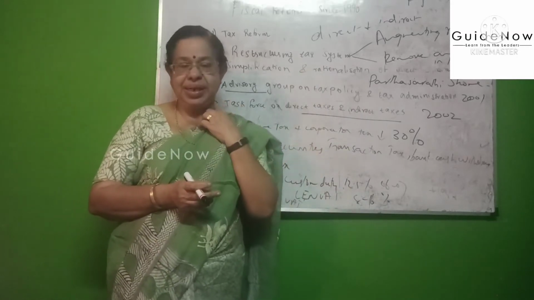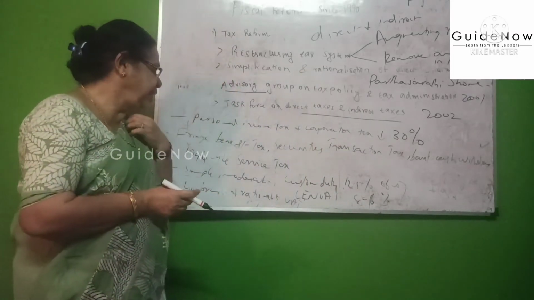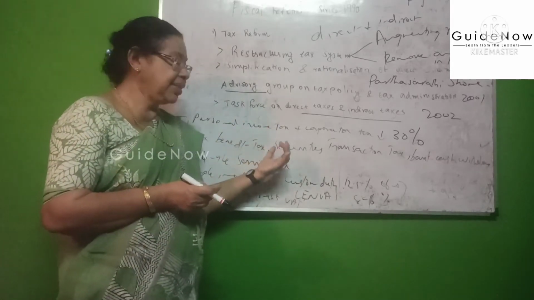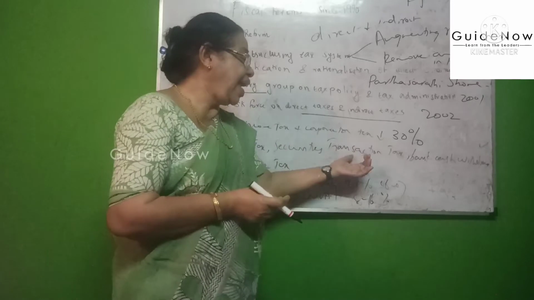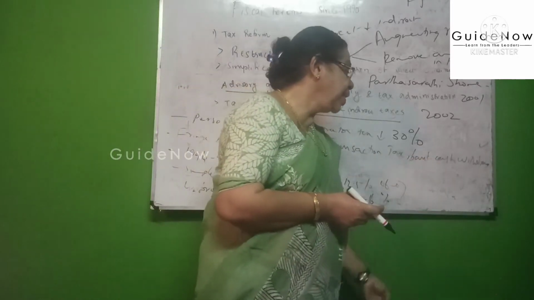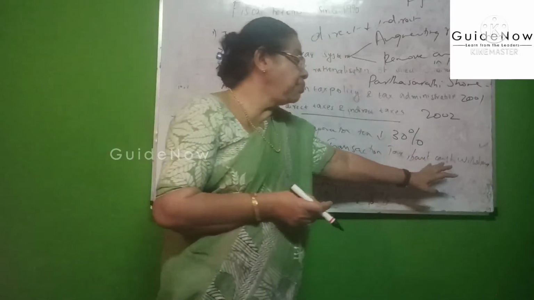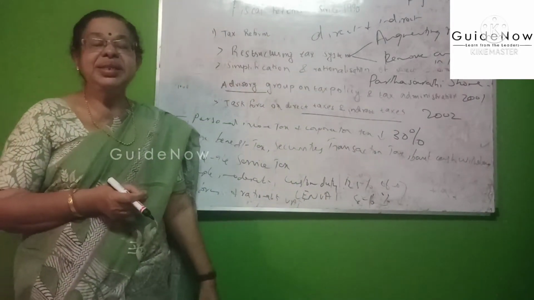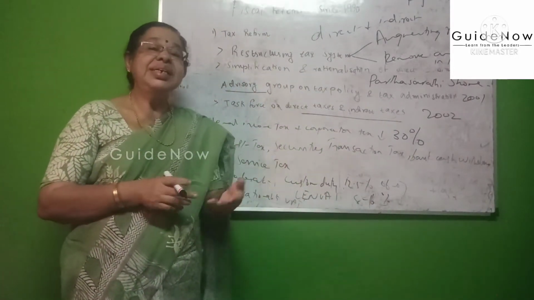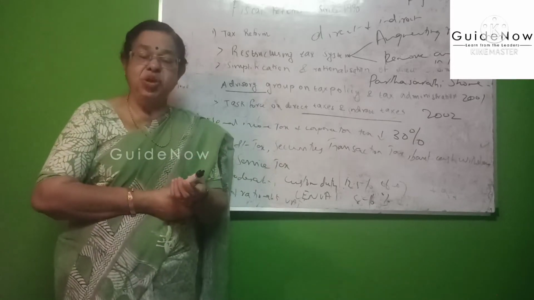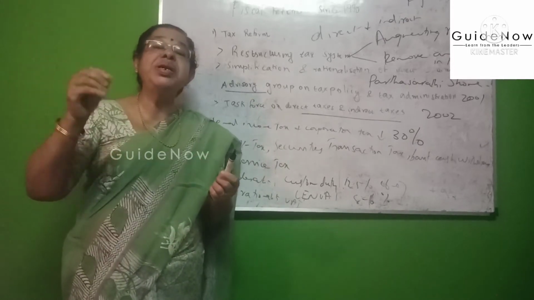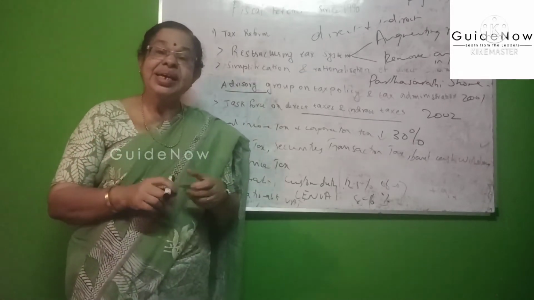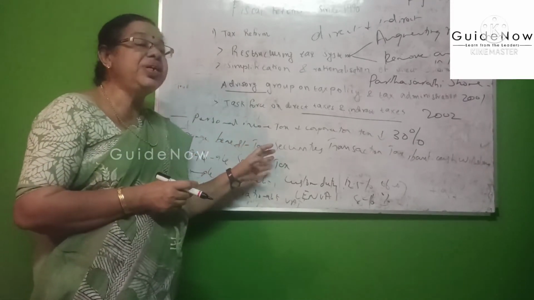Brought down to 30%. And second, that's the introduction of fringe benefit tax, then securities transaction tax, and there is a bank cash withdrawal tax introduced by the central government. There are some other taxes introduced in order to augment or increase revenue. Like the fringe benefit tax.